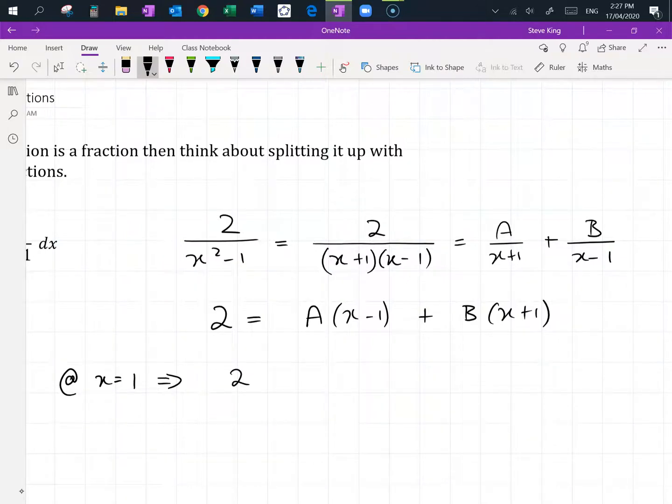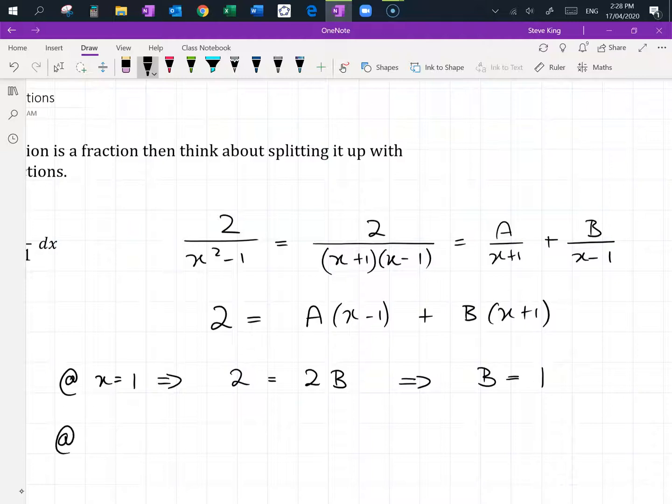In that situation, what do I have? I have that 2 is equal to, well, I'm not going to get a value for a, am I? Because that's going to be 1 minus 1. It's going to give me 0. But I'm going to get a value for b. I'm going to get 2b over here. And so that allows me to rearrange this and say b is equal to 1.